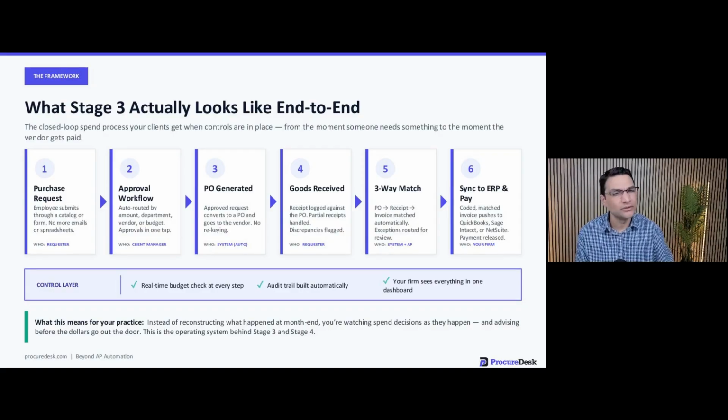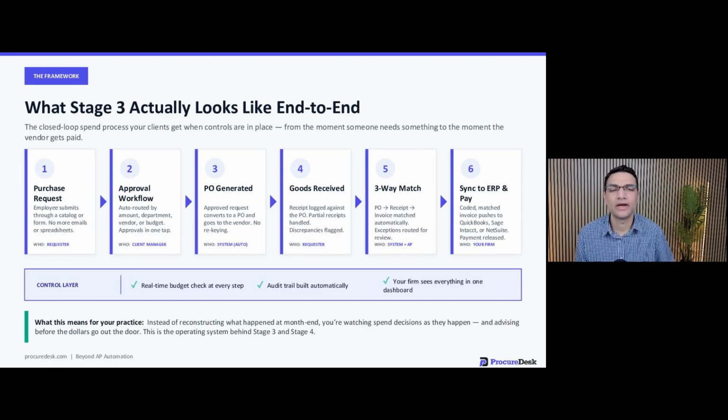PO: you can automate generation of purchase orders and sending them out to the vendors through a system like ProcureDesk, so they are not doing this manually. And goods receipt is also done by the client. So they are going into a system and saying we have received the product.